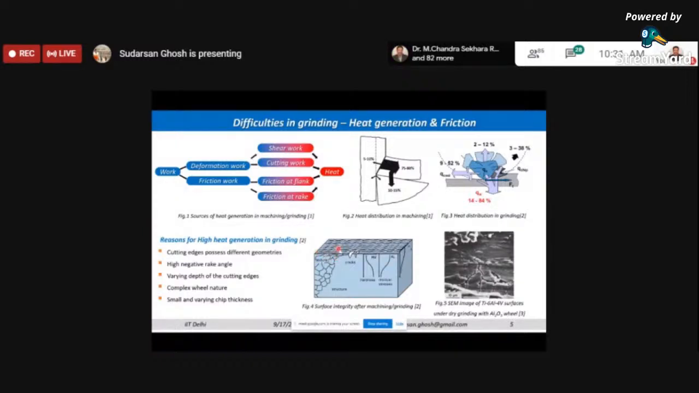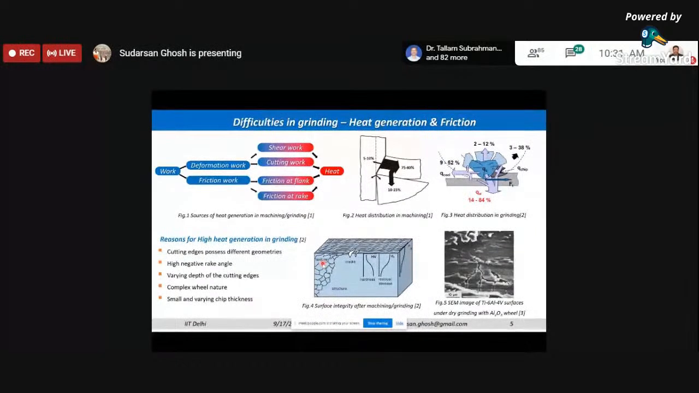Once the temperature becomes more than almost half the melting point of the work material, what happens? There is a tendency of the grains losing their shapes. So there is a grain regrowth which happens. Because of that grain regrowth, the texturing or the grain structuring of the work material on the surface and inside will change.